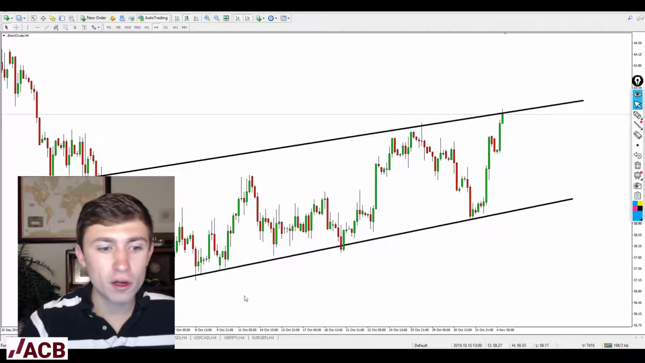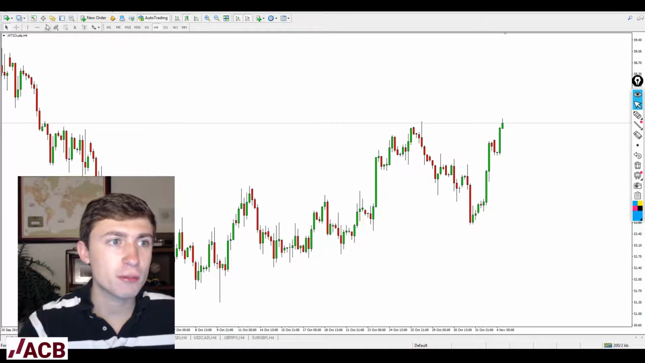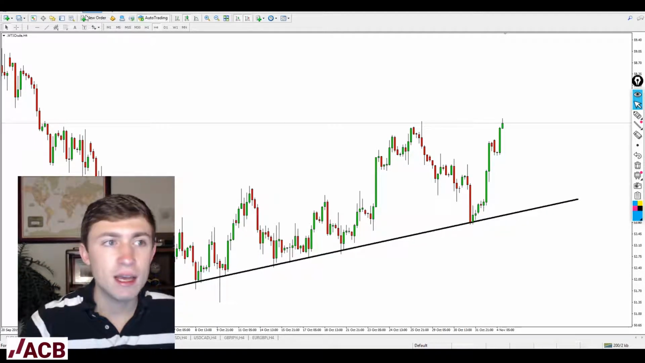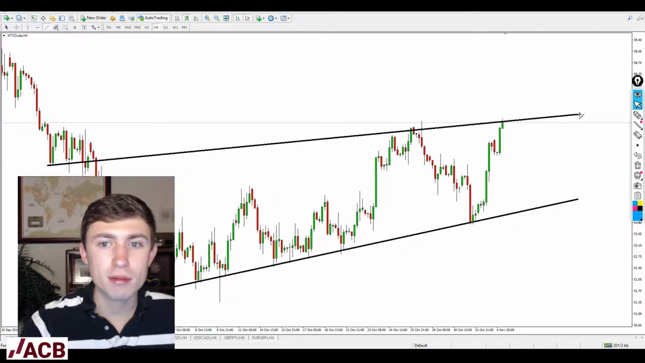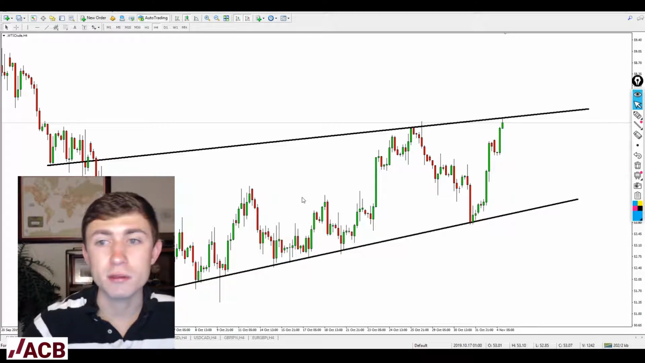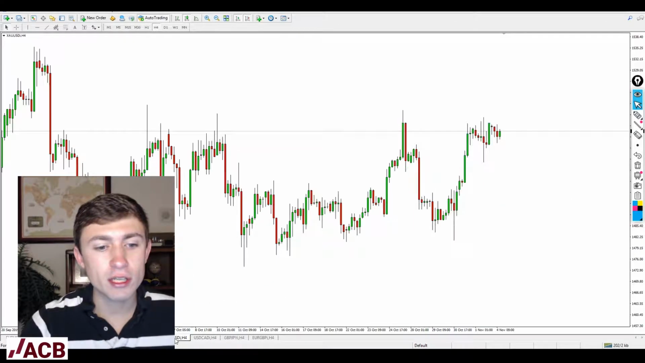Let's go ahead and move on to WTI crude, which is going to look very similar. You can see just a very minor difference, but for the most part, we have this same kind of channel structure here on WTI crude as well. Let's take a look at gold here next.